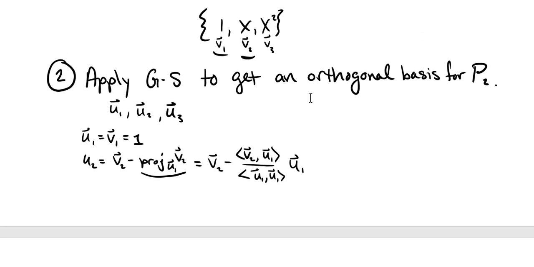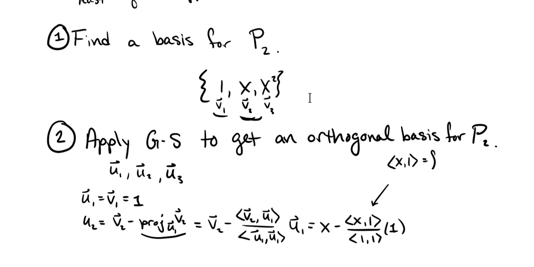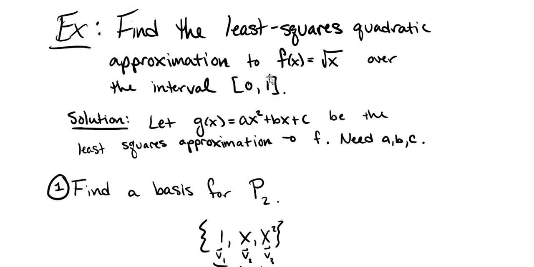Okay, so what do we have? V2, remember V2 is x, minus the inner product of V2 with U1, so that's x with the function 1, over the inner product of U1 with U1, that's 1 with 1, times U1, which is just the function 1. So we do have to compute this little inner product, x with 1 and 1 with 1. And remember, these are integrals. This is the integral from 0 to 1, which is our interval.